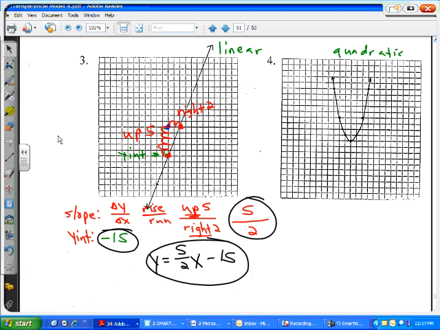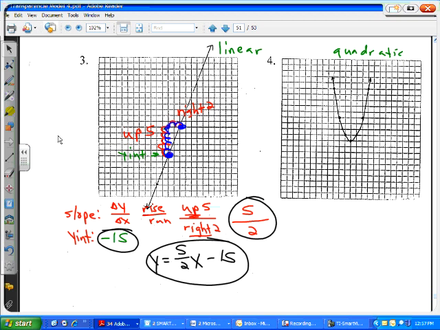Page 97B is directions for that. It says, look with your eyes to find the y-intercept, which is the point where the line crosses the y-axis, and the slope, which is the rise over run from one point on the graph to the next. Okay.